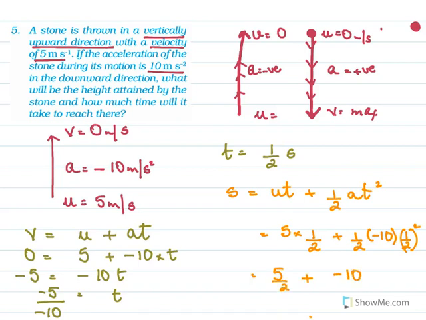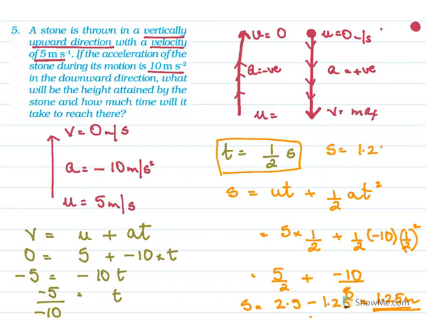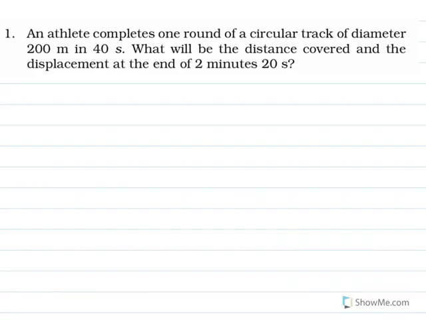So we have 5 by 2 plus minus 10 over 8. So the s will be 5 by 2 is 2.5 and 10 by 8 is 1.25. So 2.5 minus 1.25 will be 1.25 meter. So here the distance in this case, what they asked us is 1.25 meter. The time was half second and the distance was 1.25 meter.